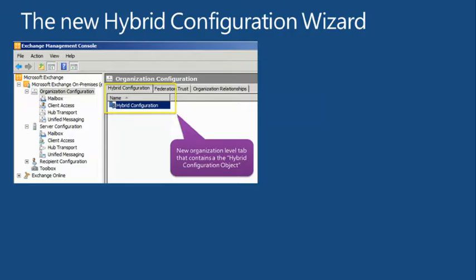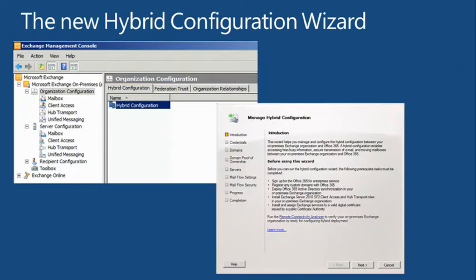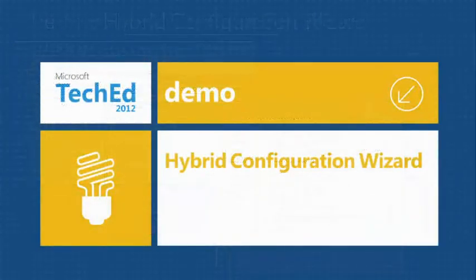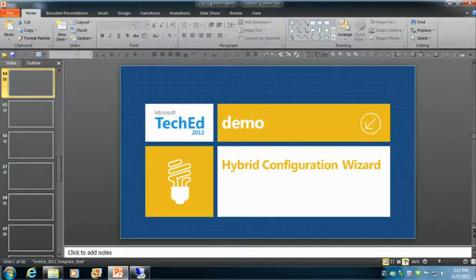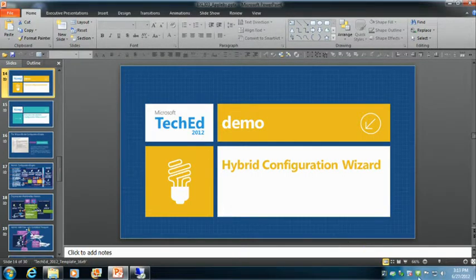In Service Pack 2, we've added a dedicated tab, Organization Level, for the hybrid configuration object. That's it there. And when you double-click on it, you get the hybrid configuration wizard. And it's an end-to-end process to cover all of those things that I referred to earlier in the previous slide that were previously manual steps. So let's take a look.